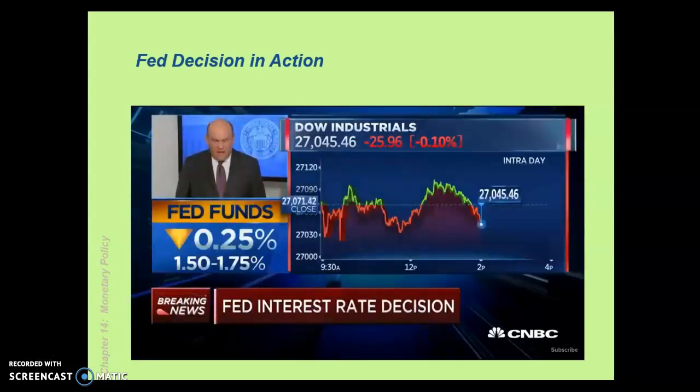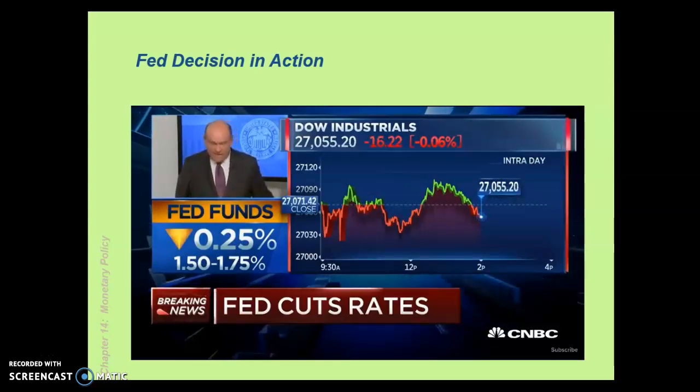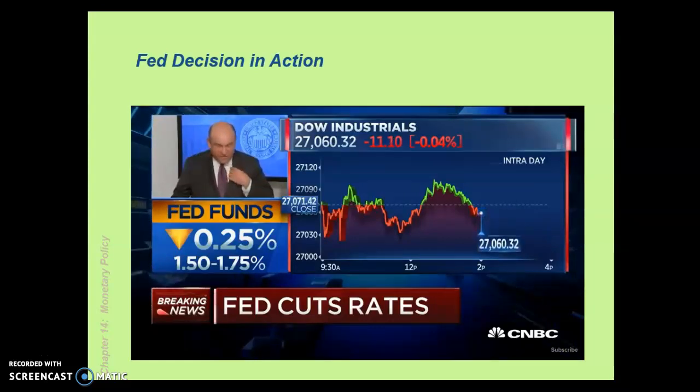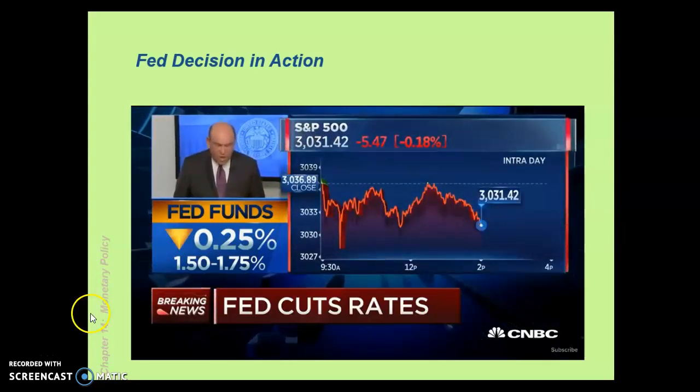To a new range of 1.5 to 1.75%. Removing the phrase that will act as appropriate. Instead, the committee will assess the appropriate path of the Fed funds. Two dissents.